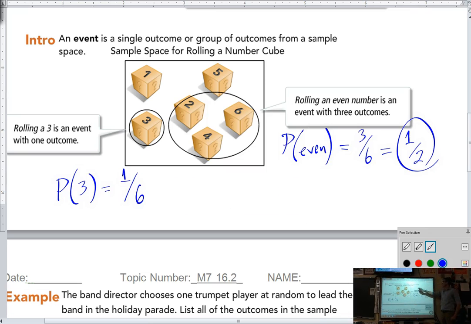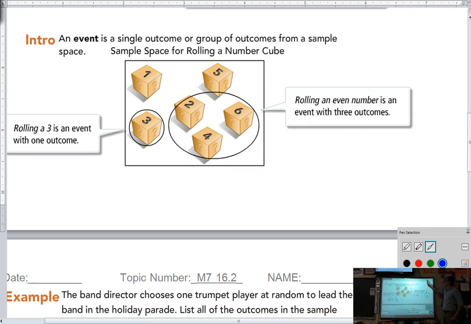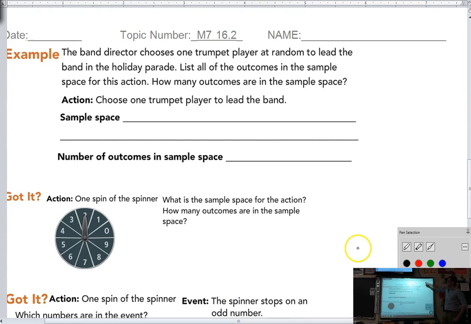My name on this. Probably should. Oh, good idea. Flip to the back.